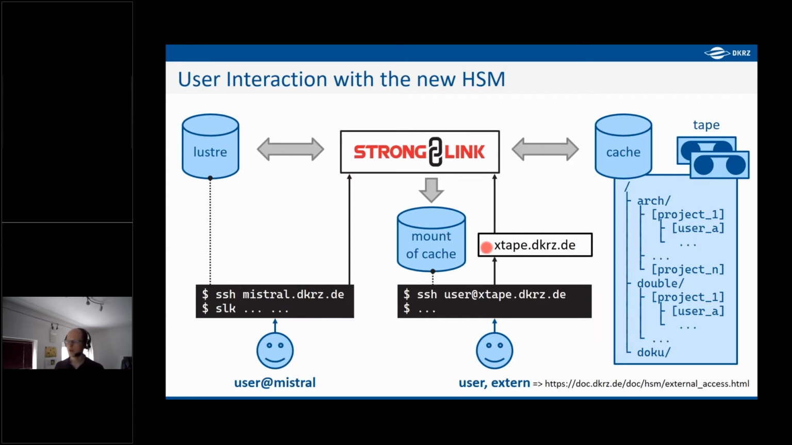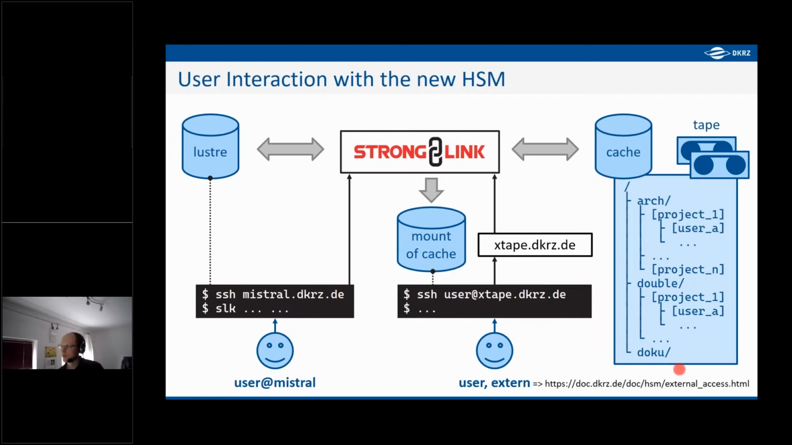And then we have another possibility to access it. It already exists now, and it will be very similar in future. This is XTape access for users who don't want to access Mistral or cannot access Mistral. They have another possibility to access this data. That's explained in detail in our documentation, and due to limited time in this talk, I don't want to talk more about it here. But you have a help page here.